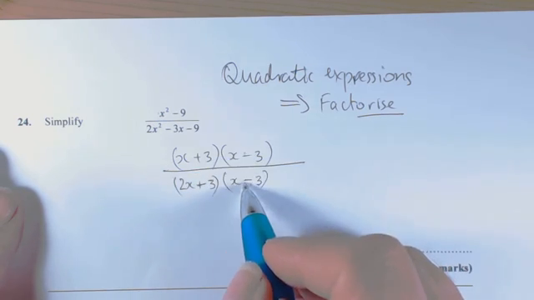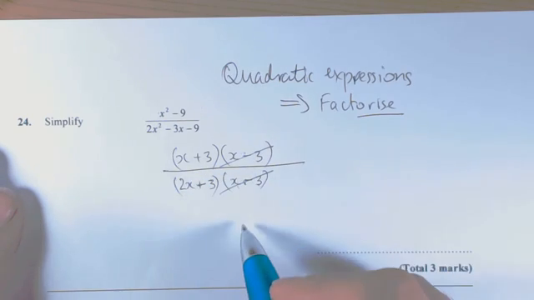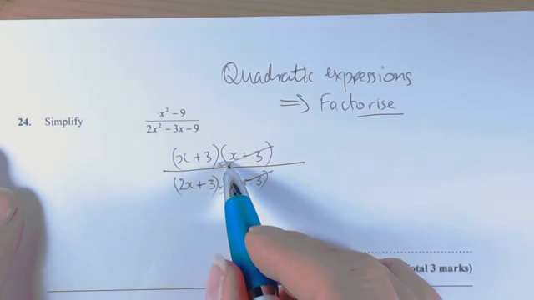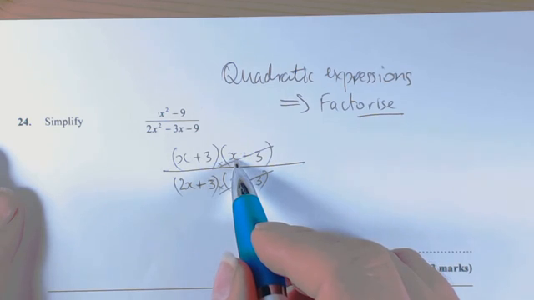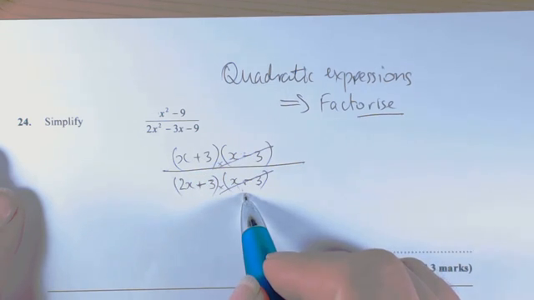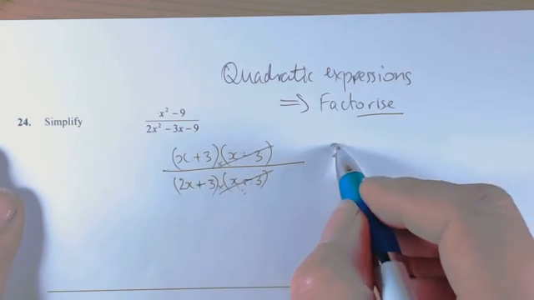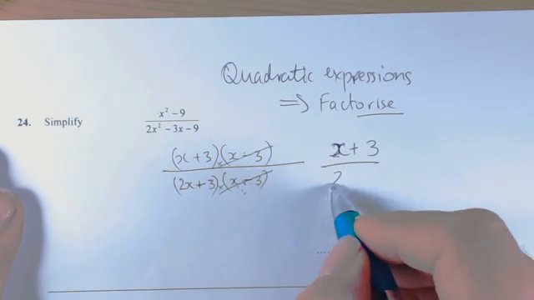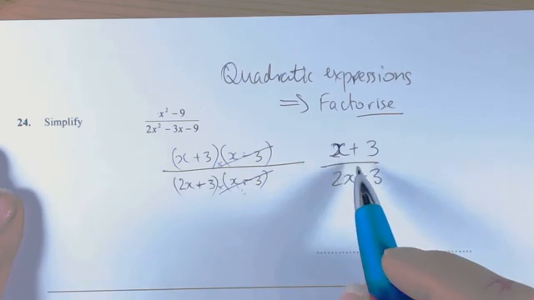In the numerator and the denominator, we can see we've got the same bracket, therefore we can now cancel through, because we can divide by x minus 3, both top and bottom, both numerator and denominator. Dividing that by x minus 3 makes 1, divide that by x minus 3 makes 1, so we end up with that times 1 and that times 1, which leaves us with x plus 3 over 2x plus 3. So that's our final answer for this particular question.